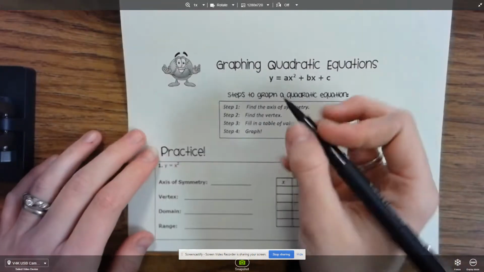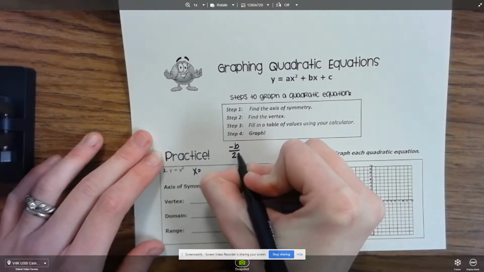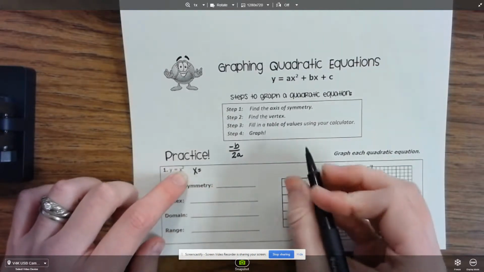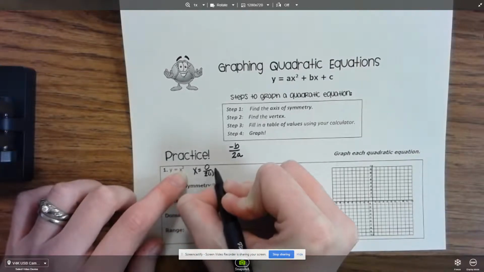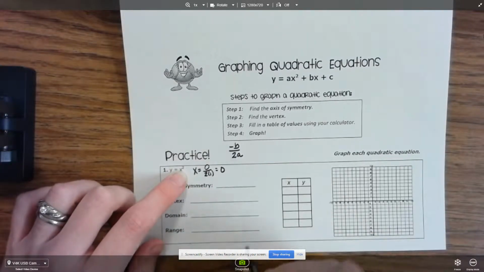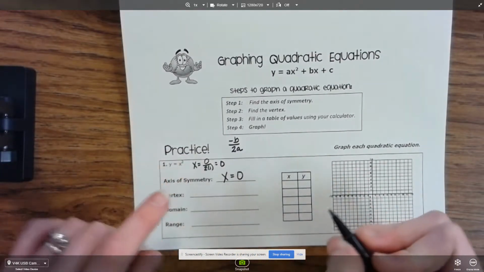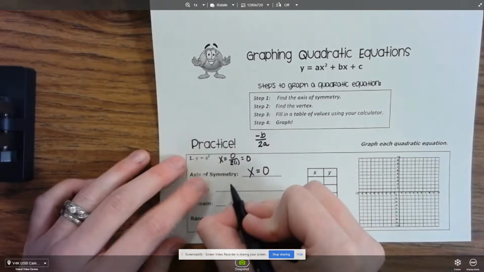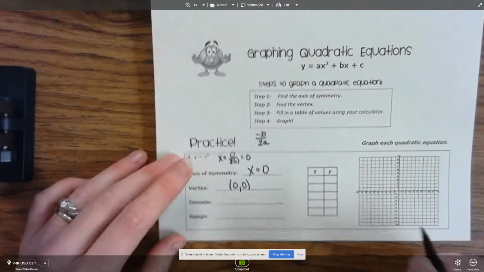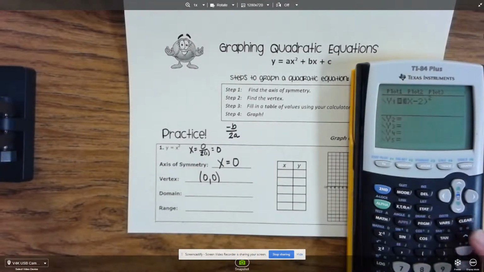So to find the axis of symmetry, remember it is negative b divided by 2a. So in this case, b is 0. So 0 divided by 2 is 0. So your axis of symmetry is going to be 0. And if we plug this in, 0 squared is going to give me 0. So that would be my vertex.